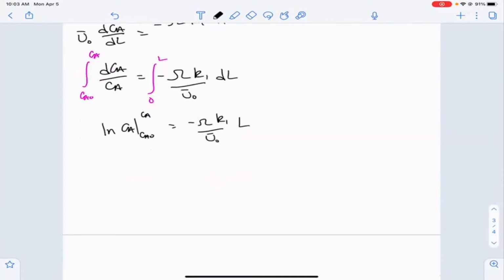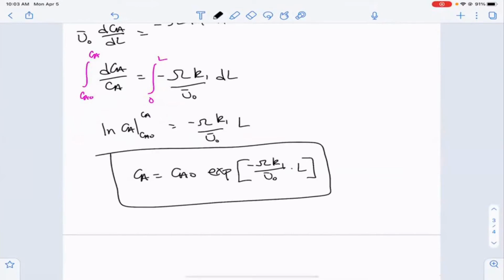Of course, this is just the natural log of CA over CA0. And so we get a solution that looks very similar to what we've done before: CA is CA0 times the exponent of minus the overall effectiveness factor times K1 over the initial velocity times the length. And that looks very similar to things that we've done a couple of times before.